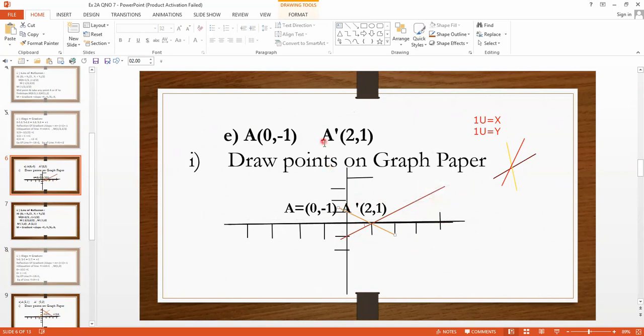Actually, this one is point A prime, and this one is A. And this is the midpoint.